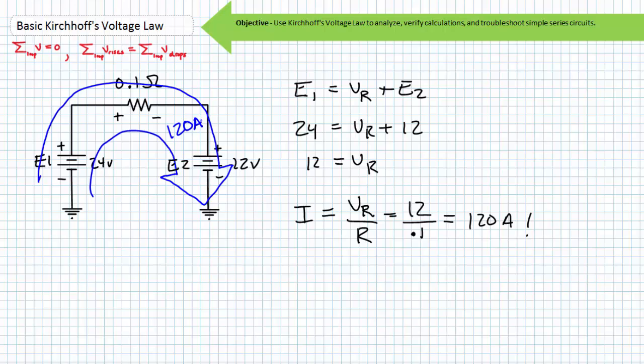OMG, that's huge, and you are going to damage one or both batteries, not to mention make that wire light up like a Kiss concert, because a 0.1 ohm resistor carrying 120 amps of current is dissipating 1,440 watts of power, close to 2 horsepower, about 2 common household toasters.